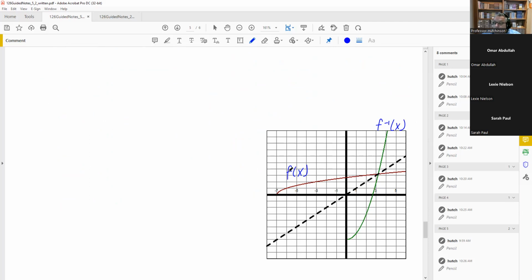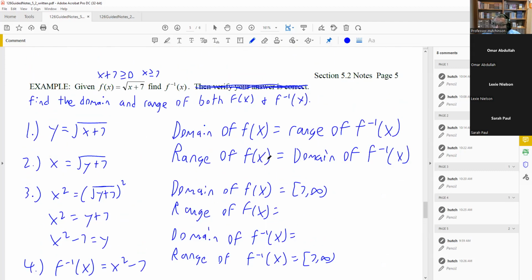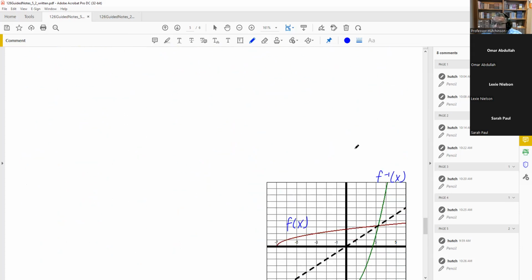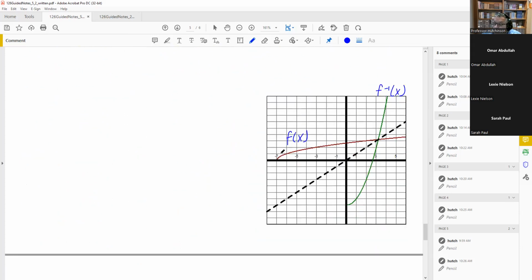So notice that the domain of the f of x goes from -7 to infinity. Oh yeah, it is -7 because there's a +7 here, so it should be a minus here. Apologize for making these mistakes today. I'm not sure why I'm making mistakes today. This is going to be from -7 to infinity from the graph.